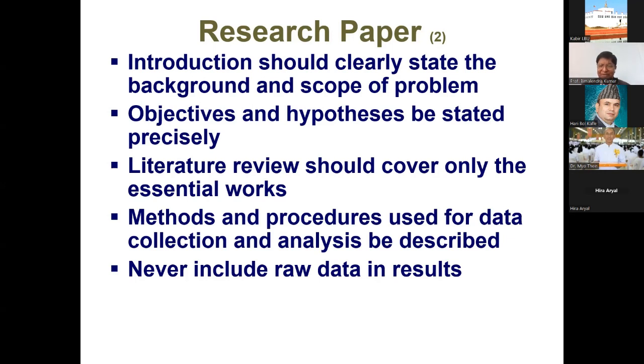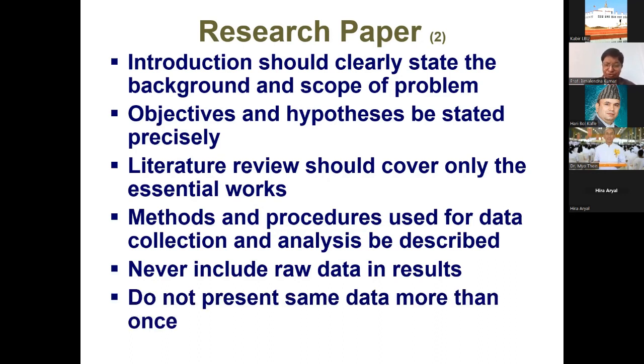The literature review should cover only the essential works, not all the works like in a PhD research thesis. Methods and procedures used for data collection and analysis are to be described. For the collection of the research materials, whether it is a sampling method, qualitative method, quantitative method, or empirical research method, what type of method you are going to adopt, you have to write down. Never include raw data in the results. It must be very clear and specific. Don't present the same data more than once.